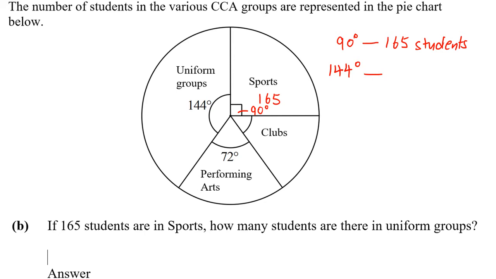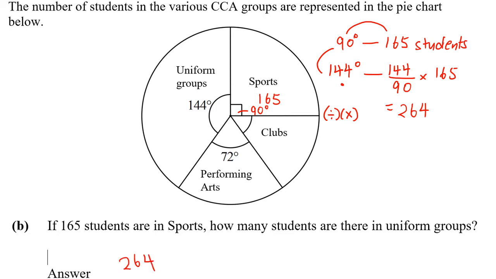So there's this shortcut method where we can find the number by first dividing and then we multiply. So we'll start with this number here. So we'll use 144 divided by 90, times 165, and that will give us 264 students for the uniform group.